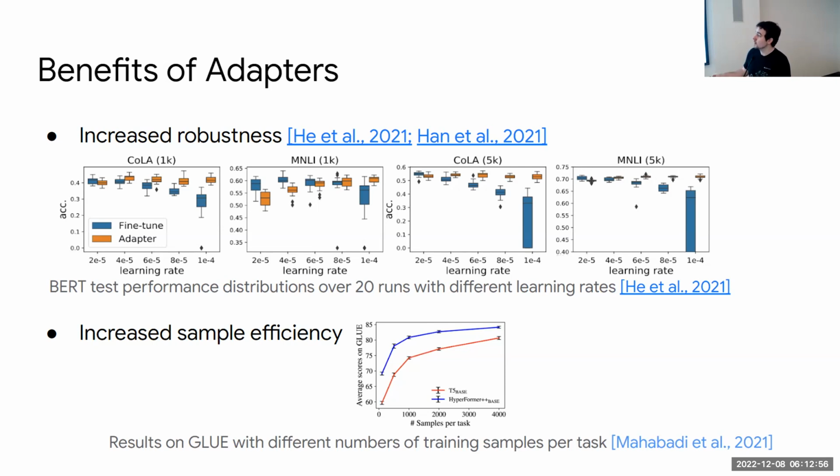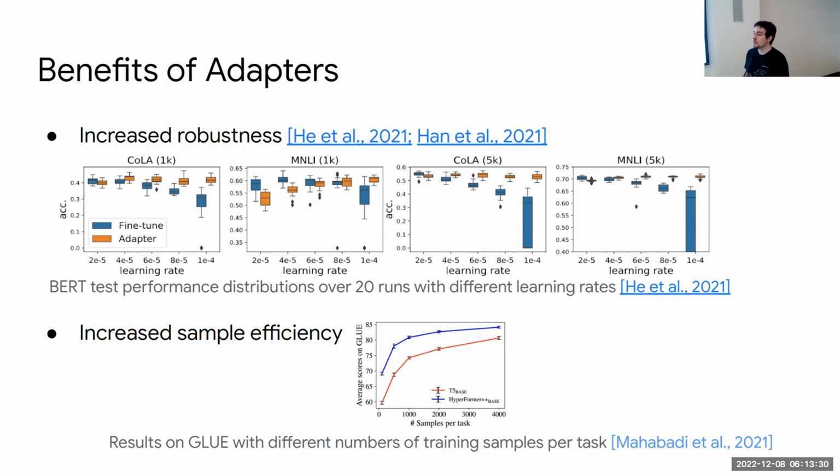For instance, one study looked at a well-known failure mode of BERT, which was its sensitivity to certain learning rates in different tasks, particularly in light of small amounts of data, particularly for CoLA and MNLI here. You can see that for full fine-tuning, in some settings with certain learning rates, you get a very high variance in performance. In comparison, with adapters, even across a wide range of learning rates, the performance stays more or less in the same ballpark.